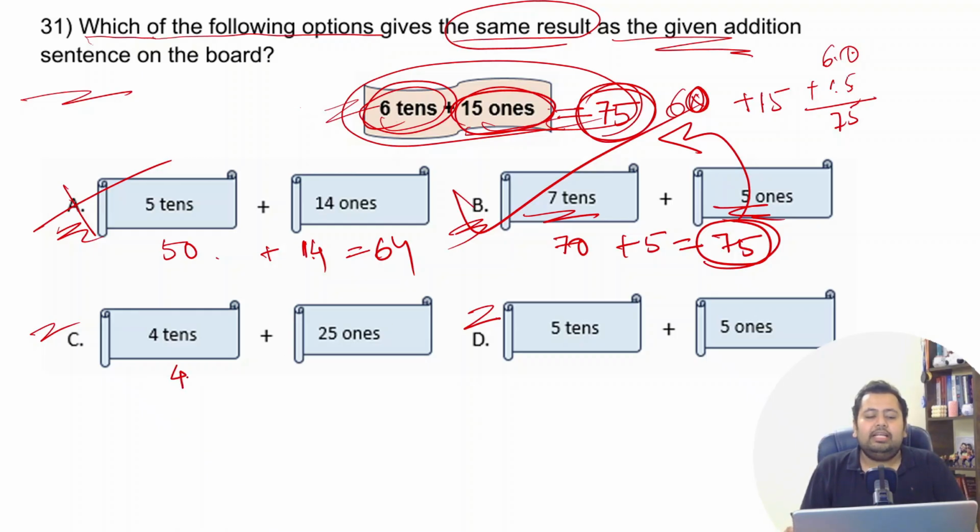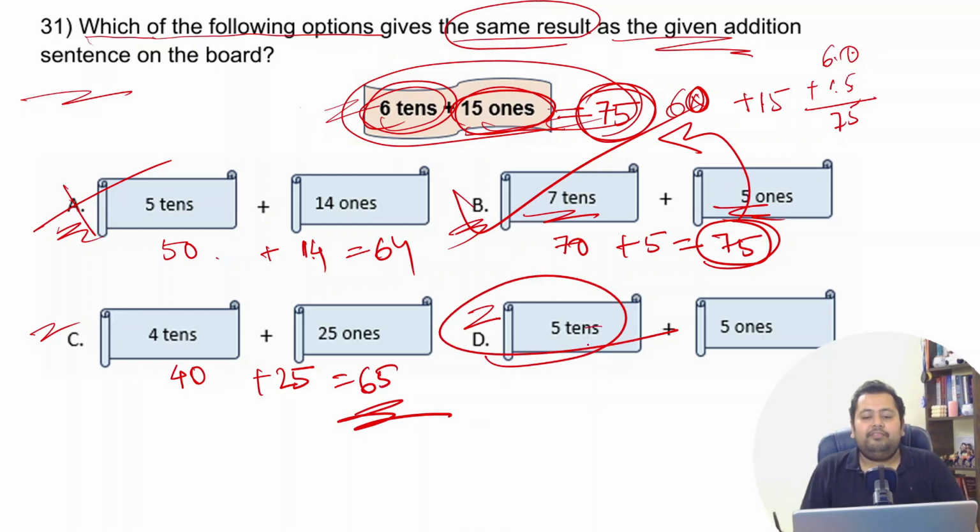Option number C is 4 tenths, which is nothing but 40, plus 25 ones, which is 25. If you do the addition, it comes out to be 65. Option number D, 5 tenths is nothing but 50, plus 5 ones, which is 5. This comes out to be 55. So option number C and D also cannot be the answer. So that is why option B is the correct answer.